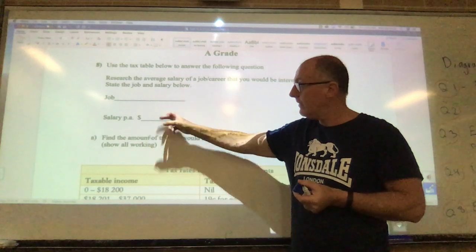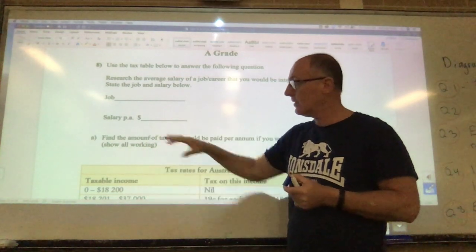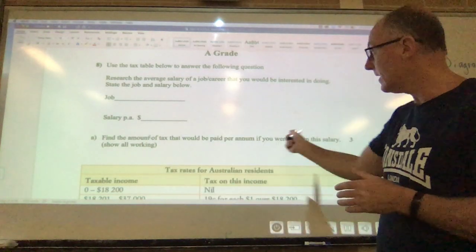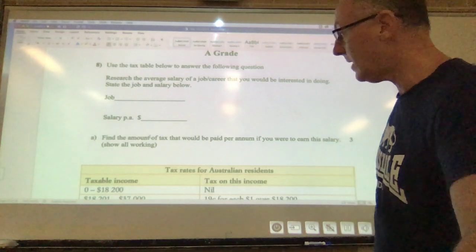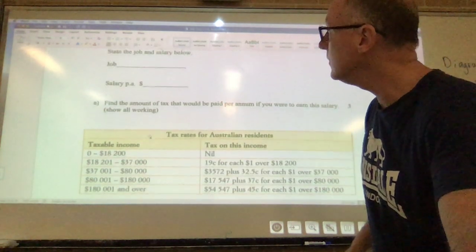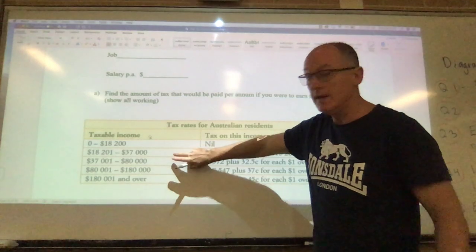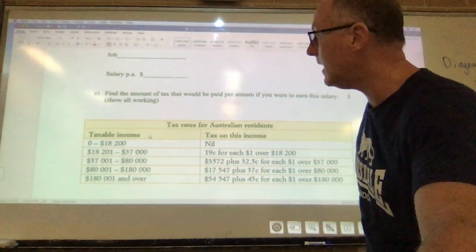So based on that figure, you'd have to answer question A, which is to find the amount of tax per annum that they would pay. To answer that, you'd have to use that figure and this table, tax table, to work it out.